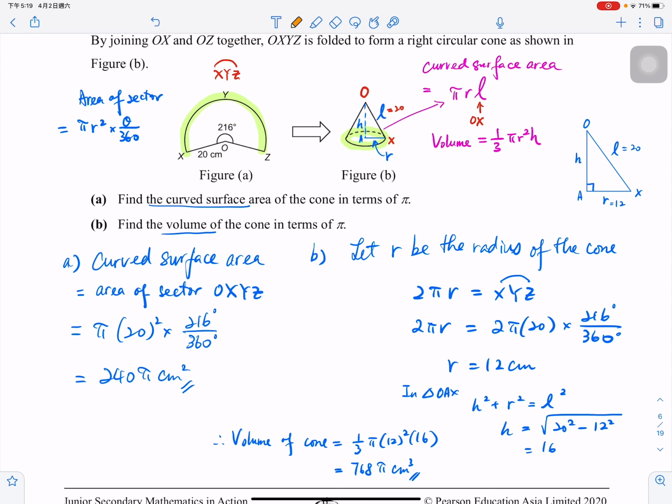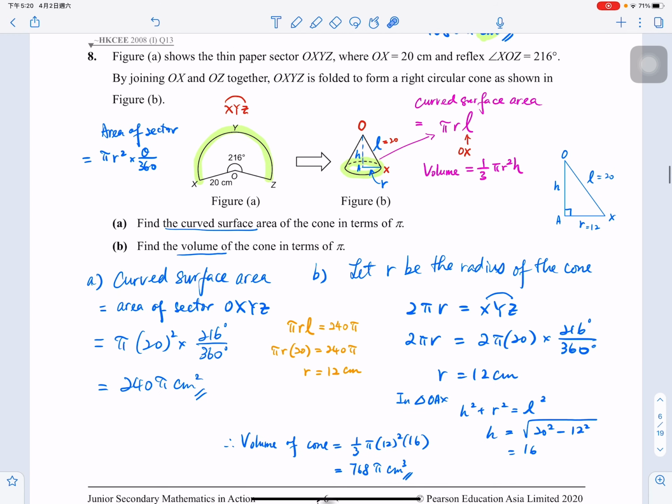So let's have a look. Besides this one can find the radius r, we also can use pi r l. That means the curved surface area, 240 pi equals 240 pi. And you know that just now we said that L actually is 20. So pi r 20 equals 240 pi. And you see that R is 12 cm. Okay, both can help you to find out the radius R.